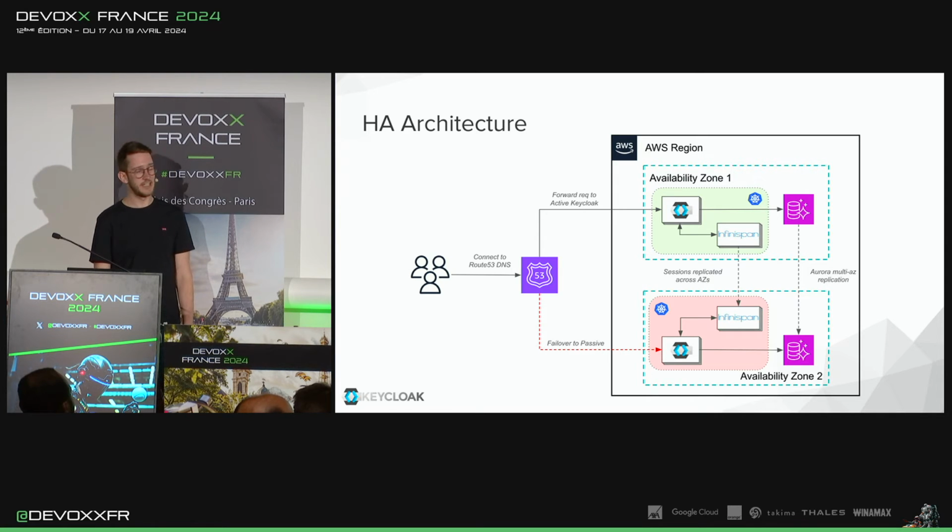Then, for redundancy, we introduce our second availability zone. This has the exact same stack as the first availability zone. However, the secret sauce is that we have Infinispan server performing cross-site replication to ensure that session data is consistent between the two sites. Similarly, we have Aurora ensuring that our persistent state is also consistent and available in the event of failover from availability zone 1 to availability zone 2.